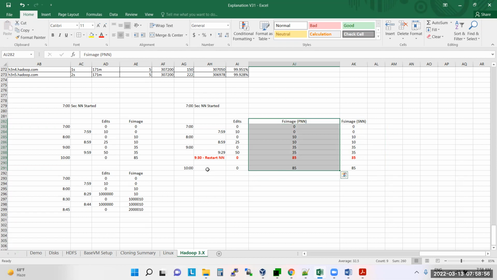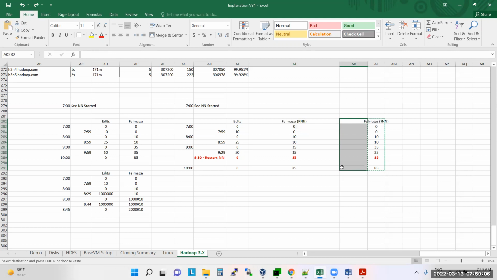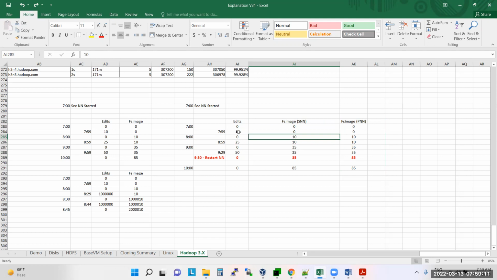I'll explain, sir. Now you see here, I put the primary name node on this side, guys. In this scenario, at 10 o'clock both name nodes are running. At 7:59 there are 10 edits. At 8 o'clock the FS image is 0 with 10 edits, and 10 edits in the primary name node as well. At 8:15 it is 25, and at 9 o'clock 35 and 35. At 9:29, 50 edits and 35.